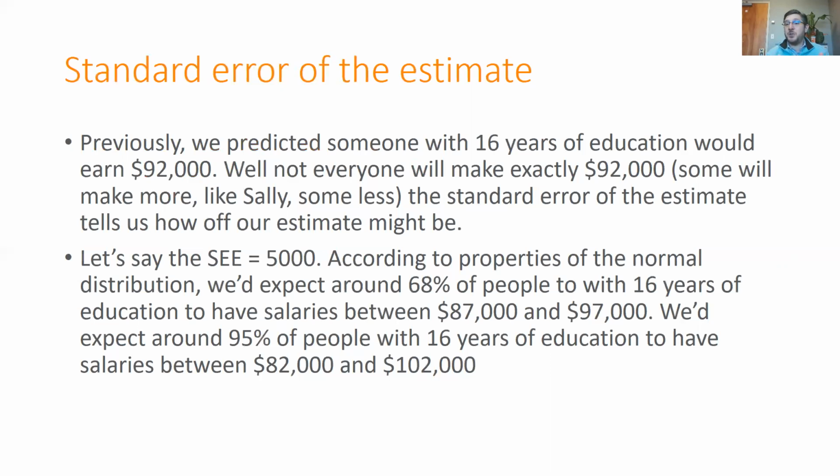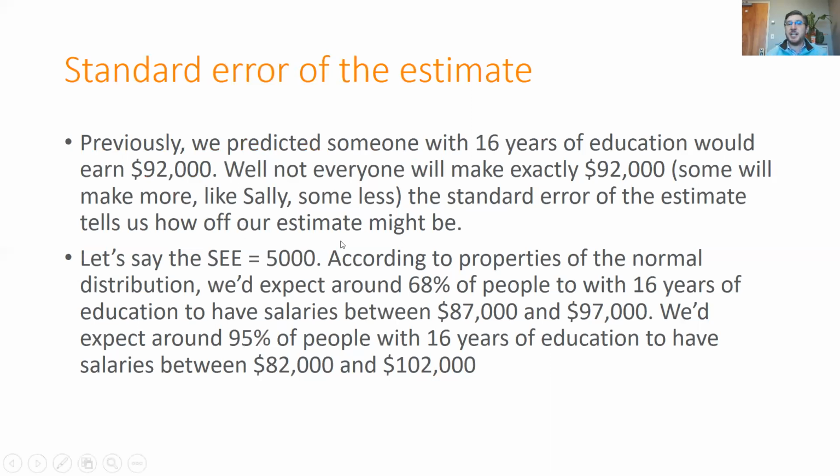So we can use the properties of the normal distribution to get an estimate of how distributed the actual values might be. We would expect around 68% of people with 16 years of education to have salaries between $87,000 and $97,000. Basically what we did is we added and subtracted $5,000 from our estimate, because remember, around 68% of scores will be within one standard deviation of the mean. We could expect around 95% of people with 16 years of education to have salaries between $82,000 and $102,000, because remember, 95% of scores will be within two standard deviations of the mean.